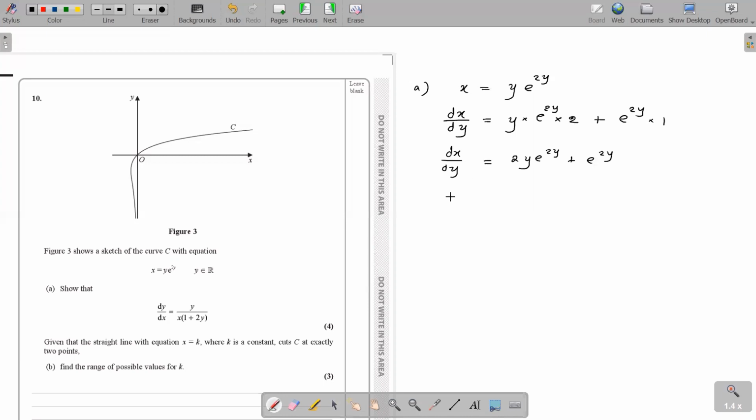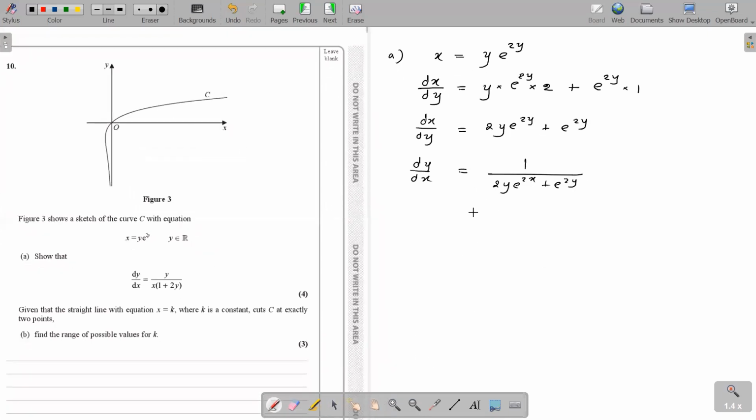So when I make it dy by dx, it's going to be the reciprocal, right? 1 over 2y e to the power 2y plus e to the power 2y. Okay, so shall we take the e to the power 2y out? When I take e to the power 2y out, I get here 2y plus 1. Let's still get the show that. The show that has no e to the power 2y. There's x outside and a y. So how do I get this particular part?